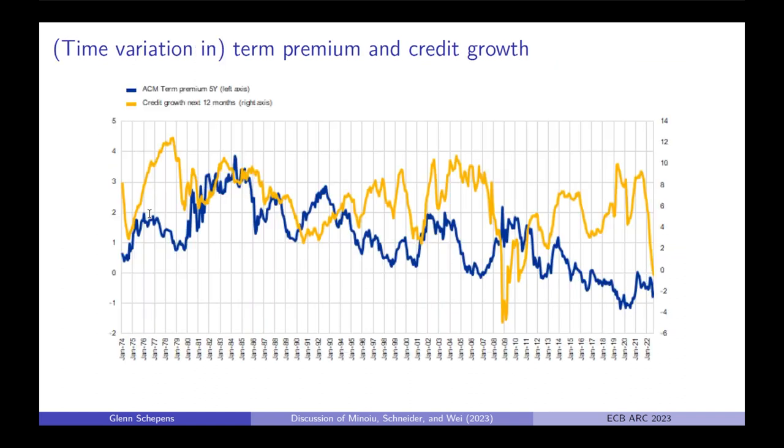Now, a last point on the relation between the term premium and credit growth. So I think your regressions are very convincing in showing this positive relation between both. At the same time, if you look at, say, aggregate more long-term time series data, so this shows the five-year term premium that you're using between the early 70s and today, and the credit growth in the 12 months after for the US, then indeed you see this very strong positive relation in the 70s, 80s, early 90s. But later on in the sample, this breaks down during some periods. And I think this is a very interesting observation and could give you interesting information about what you're really capturing with your mechanism.